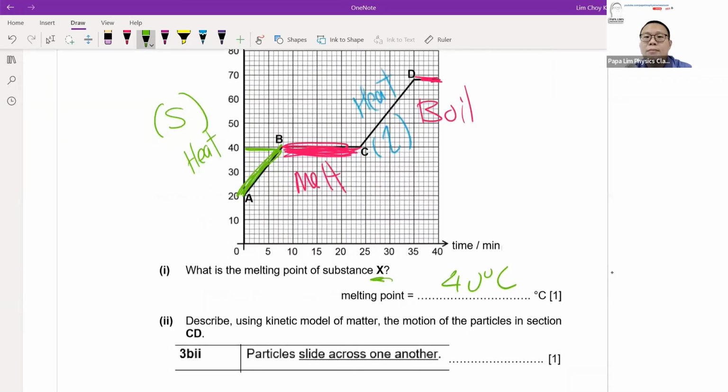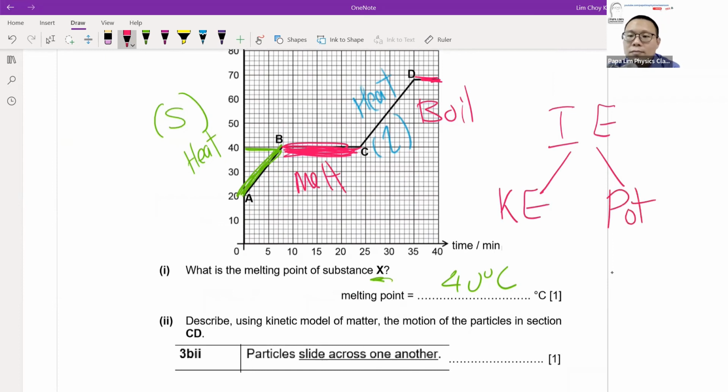After that, same thing, like I mentioned I think in the previous paper, when we talk about internal energy, when we talk about the heating curve, we are dealing with internal energy. Internal energy means we are looking at the kinetic energy and the potential energy of the molecules. When we talk about kinetic energy, we usually look at the temperature of the molecules or the substances. Potential energy refers to the intermolecular bonds weakening, followed by the change of state.